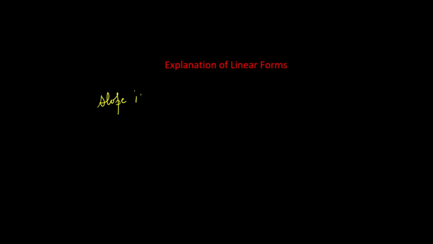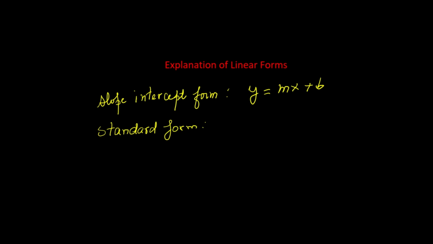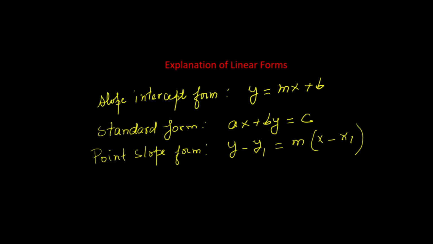Explanation of linear forms. There are 3 main forms of a linear equation: slope-intercept form, y equals mx plus b, standard form, ax plus by equals c, point slope form, y minus y1 equals m times x minus x1.